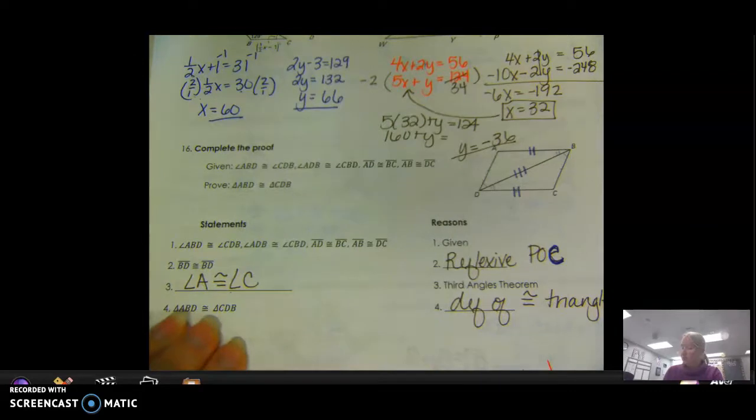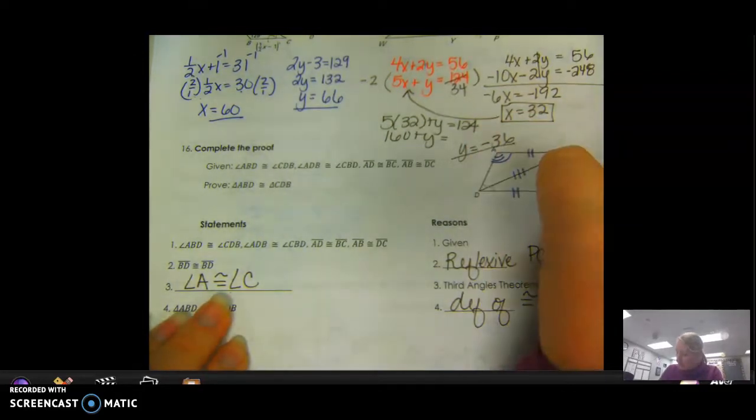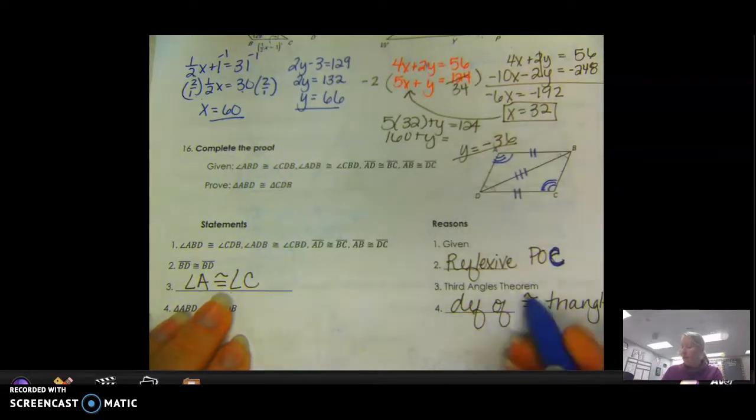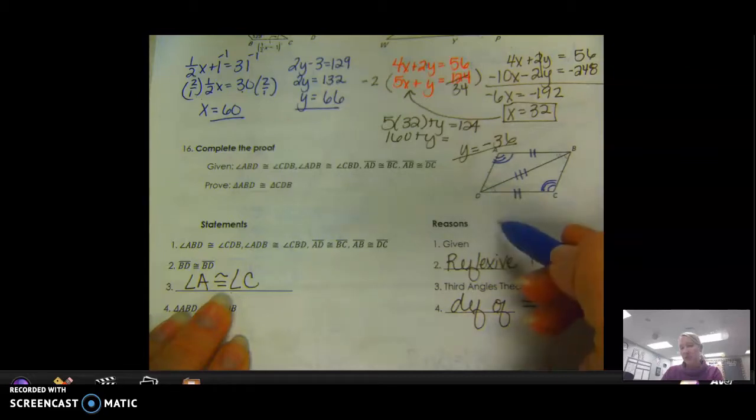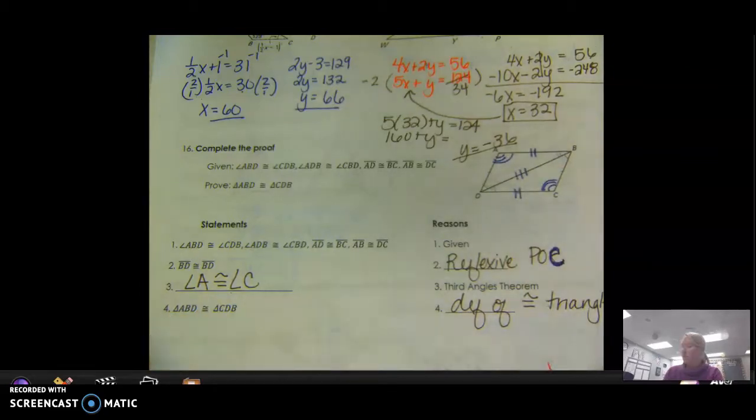Because it's congruent, not an equal sign. And then I also know that angle A will be congruent to angle C by the third angles theorem that we talked about. So if two angles of a triangle are congruent to two angles of another triangle, that means that their third angles are also congruent.